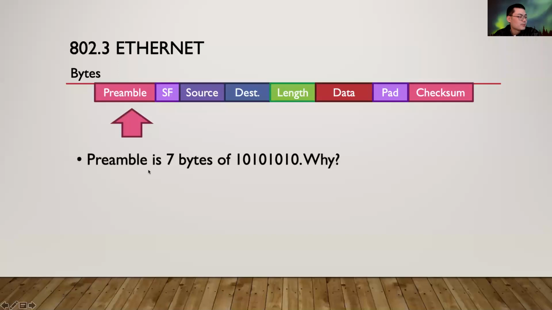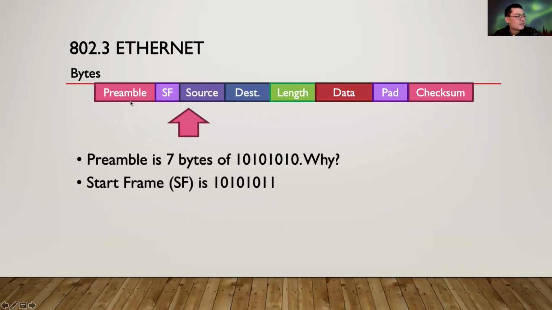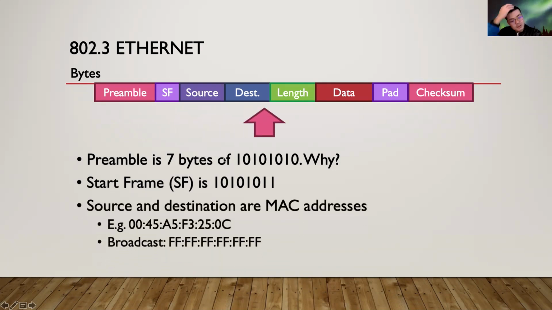We have a preamble of 7 bytes, and we said this preamble should be very distinctive. It's 10 10 10, so you don't have long zeros or long ones. Then you have a start frame, where the last bit is 1. Then you know, hey, this is not a preamble anymore, it's starting. Then the host will start to read the content.